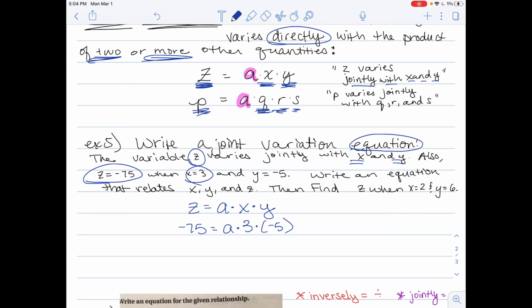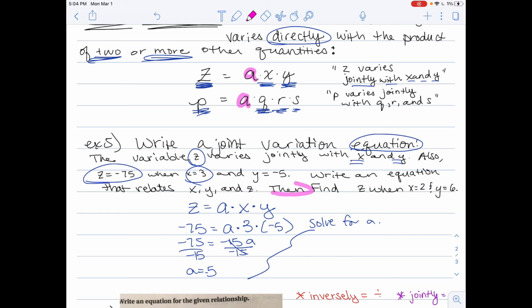So if I want to solve for a, we're going to solve this. So negative 75 equals a times 3 times negative 5 is negative 15a. Divide both sides by negative 15, and we get a is 5, or negative 5, right? So that's the first part.